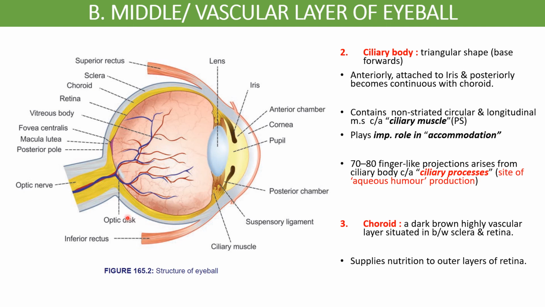Now the third part of the uveal tract is the choroid. Choroid is a dark brown colored, highly vascular layer situated in between the sclera and the retinal layer. Choroid provides nutrition to the outer layers of the retina. Therefore, any inflammation of the choroid will involve the underlying retina.